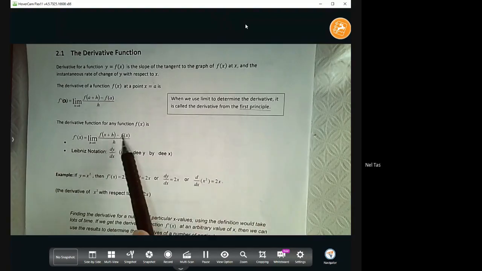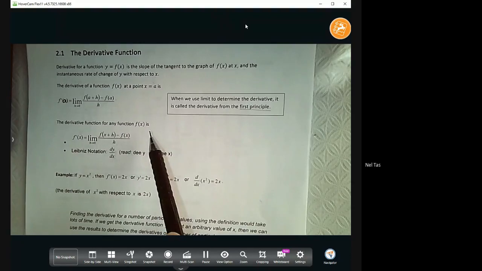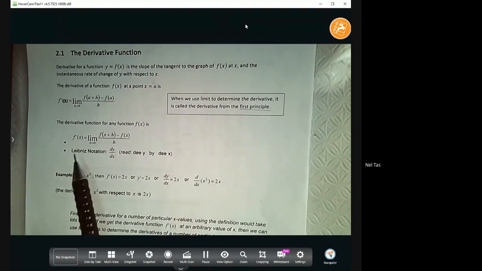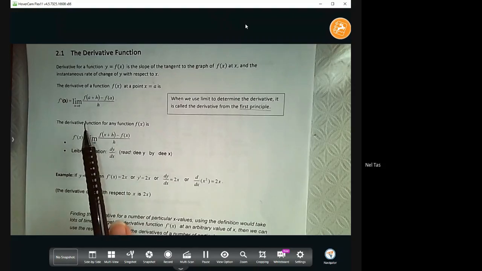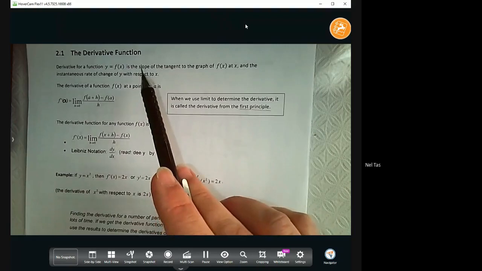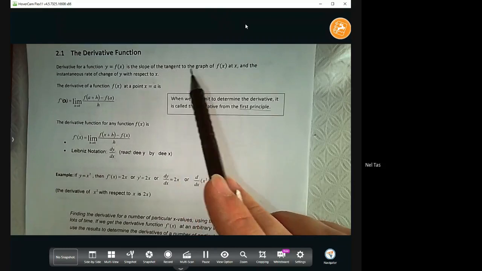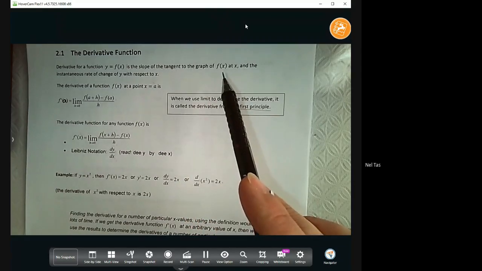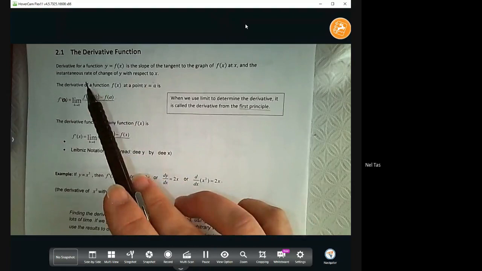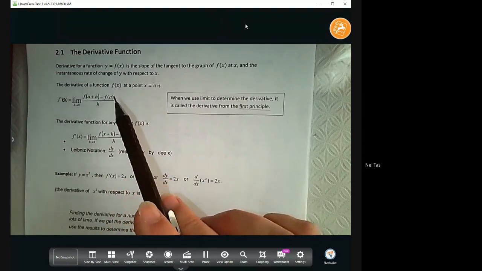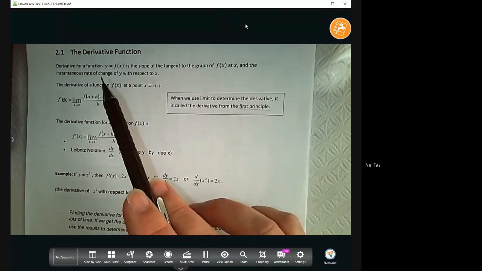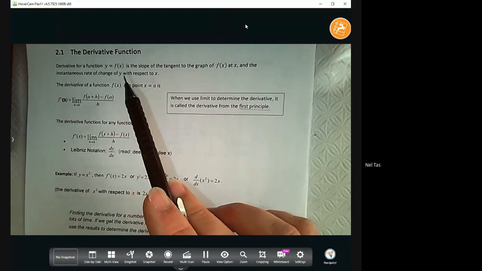If it doesn't say to use first principles, we are going to learn shortcuts later in this unit, so you will use the shortcuts and it is not necessary to take the limit. Again, what do we mean by the derivative function? The derivative function tells you the slopes of all the tangents to the graph of f of x, or all the instantaneous rates of change of y with respect to x.